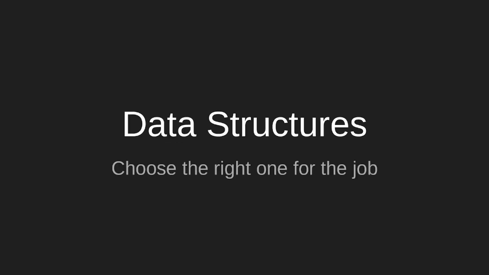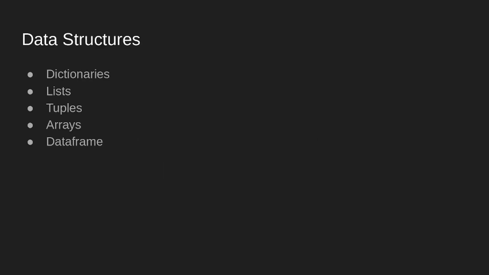So the next topic I'm going to touch on here is data structures, and I've got the tagline here, choose the right one for the job. And I say this because Python offers many different types of data structures. You can create dictionaries, lists, tuples, arrays, data frames, the list goes on, pardon the pun. And there are also third-party formats that you can use as well, from NumPy and from Pandas. There are just endless ways that you can store data in Python.